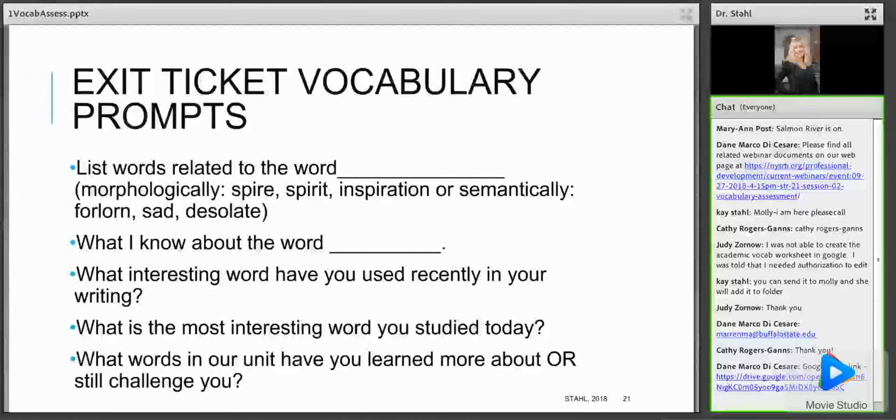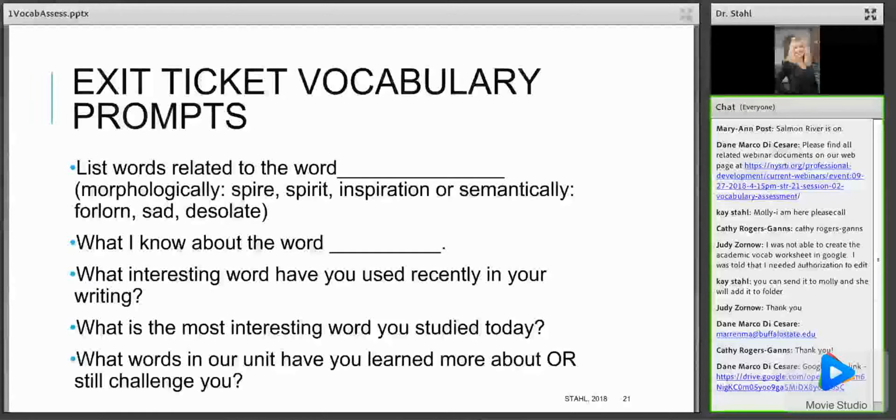And remember when you saw that diagram last week, so I saw some of you saying, oh, I really like that diagram that talks all about the different components of vocabulary instruction. And one of them was word consciousness. And so by doing these exit tickets, you're really increasing your students' word consciousness. If you're saying, what is the most interesting word you studied today? Or have you used yourself? Or, what's still challenging to you?